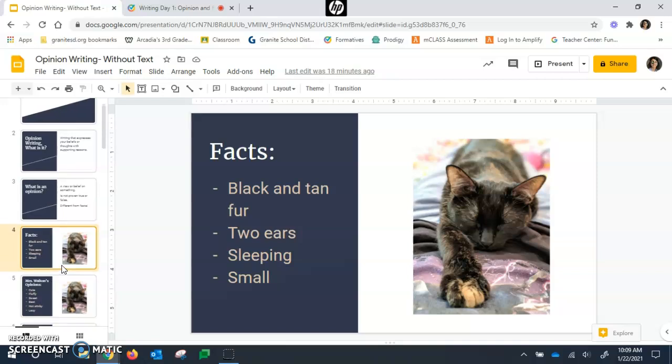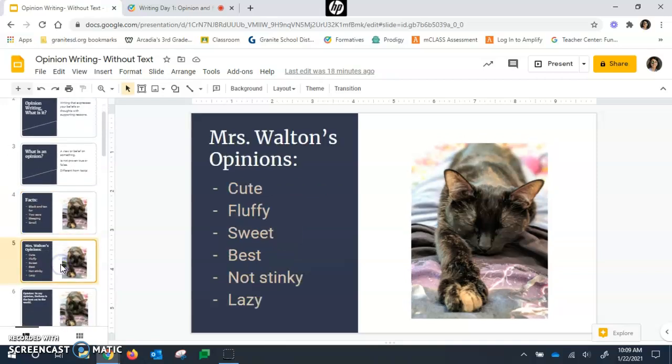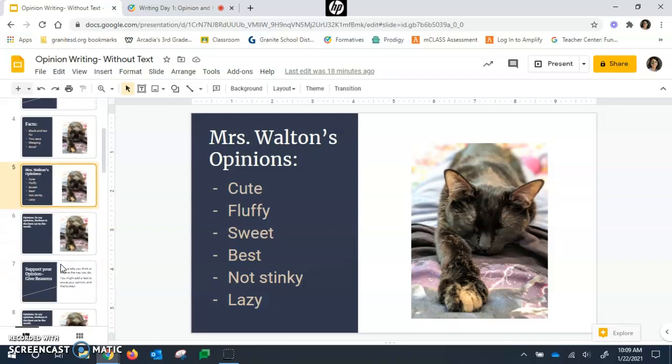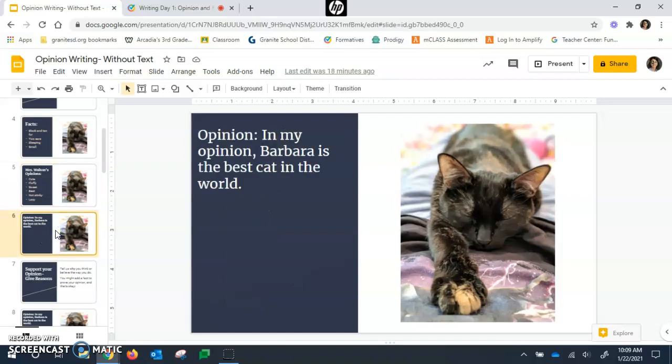But now let me talk about my opinion about Barb. So here are some of the things that go along with my opinion. I think she's cute, fluffy, sweet. She's the best. She's not stinky, and she's pretty lazy. So those are what I think or how I view my cat Barbara. And so I'll state my opinion here very plainly. In my opinion, Barbara is the best cat in the world. Now, I'm not right or wrong, but that's what I believe.